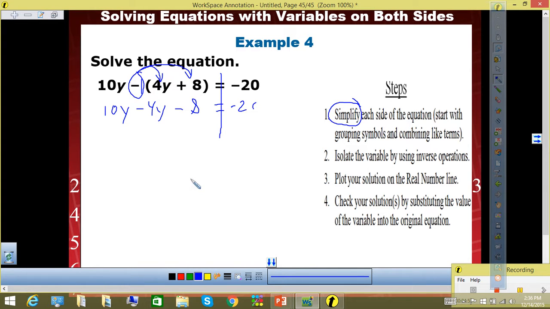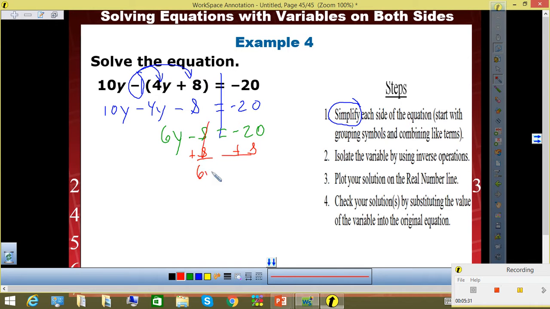Do you know what to do from there? Let's see if you can finish this off by yourself. Copy that and go. Okay, help me out. Aaron, what's next? Okay, so what do I do? So what do we have left? Minus 8 equals negative 20. Add 8 to each side. 6y equals negative 12. And our last step, y equals. Hands up if you got that.